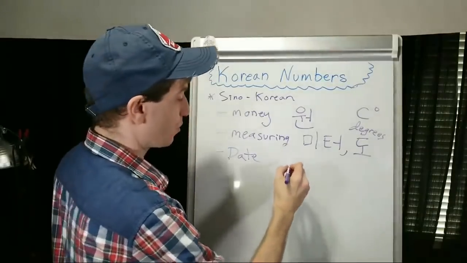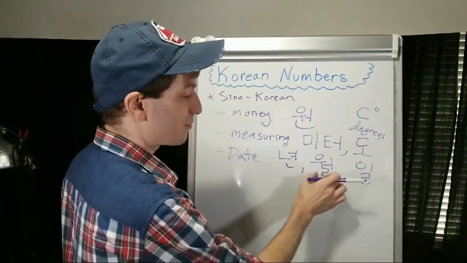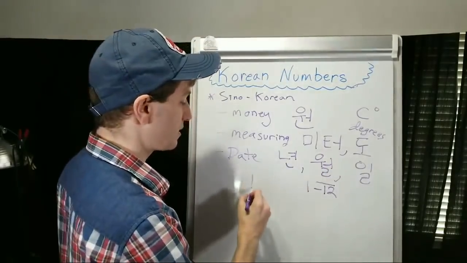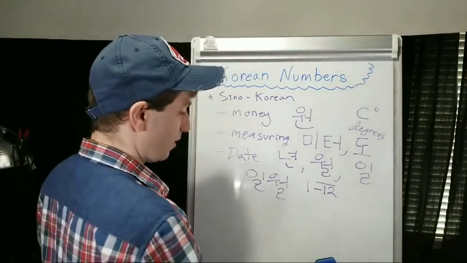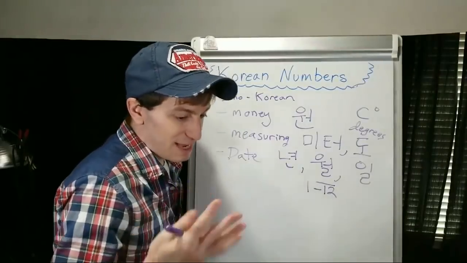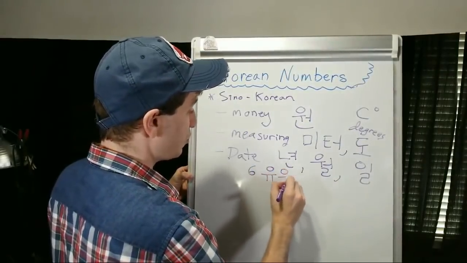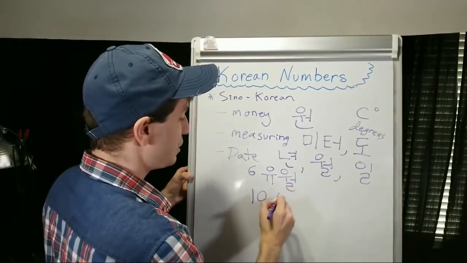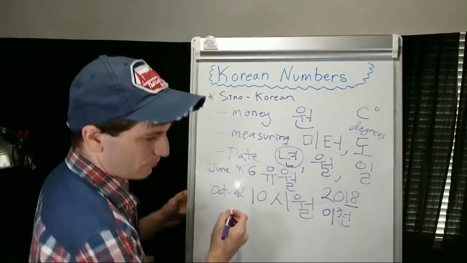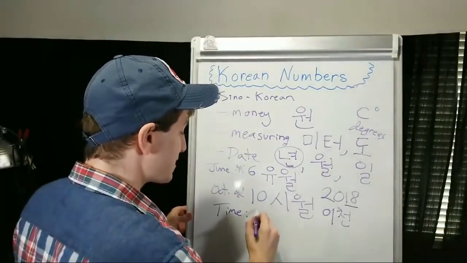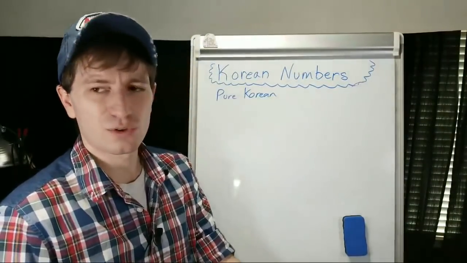Also for any sort of date. Actually, I'll do it in the Korean order, which is year, month, and day. So in Korea, they number the months from 1 to 12. So January is just 1, 1월. February is 2, so 2월, and so on. There are some exceptions. 6 for June is 6월. It's not 육월. And 10 is 10월. It's not 십월. These are the only exceptions you have to learn. Also for the time, but for minutes and seconds. Minutes is 분. You'll need to know pure Korean numbers in order to say the hour.